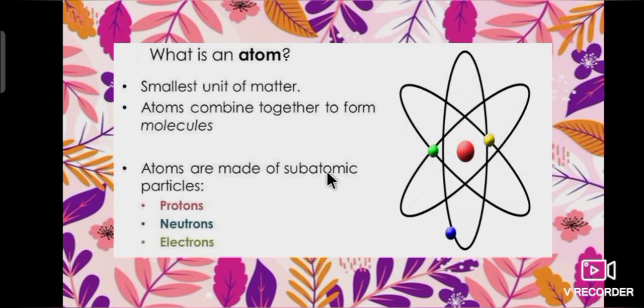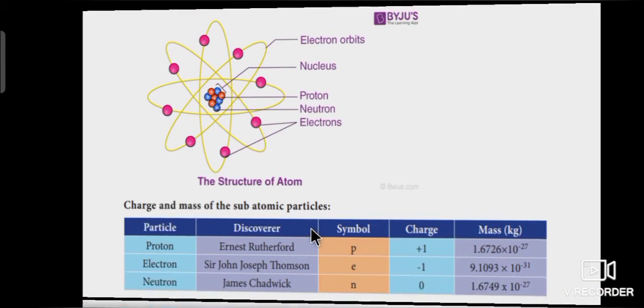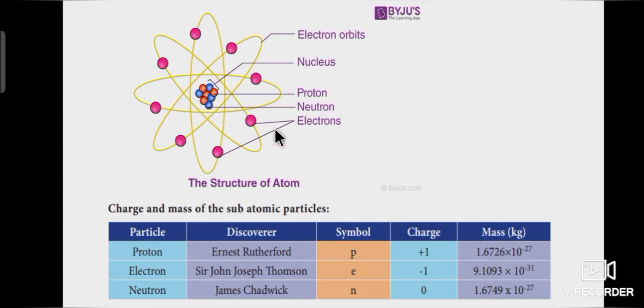Atoms are made of subatomic particles. They are protons, neutrons and electrons. Once again, atoms are made of subatomic particles: protons, neutrons and electrons. Students, protons and neutrons are in the center, also called the nucleus. Electrons revolve around the nucleus. The electron's moving path is called an orbit. This is the structure of an atom.